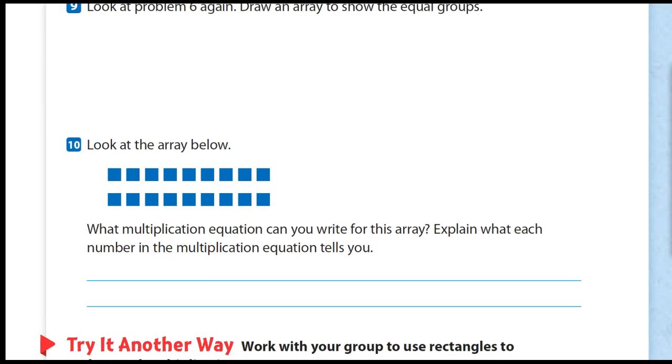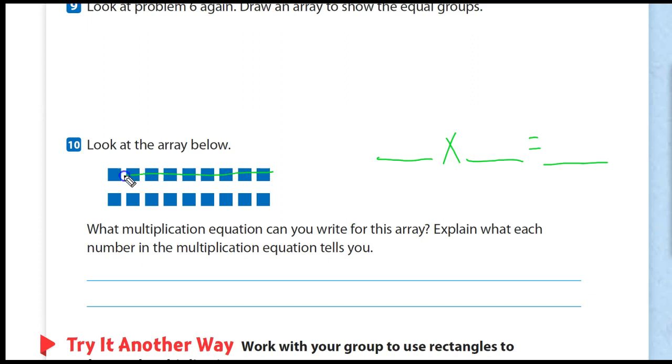Now look at number 10. Number 10 says, look at the array below. What multiplication equation can you write for this array? Okay, so my multiplication equation will look something like this. I need a factor times a factor equals my product. Product is the answer to a multiplication problem. My first one is going to tell me how many rows do I have.